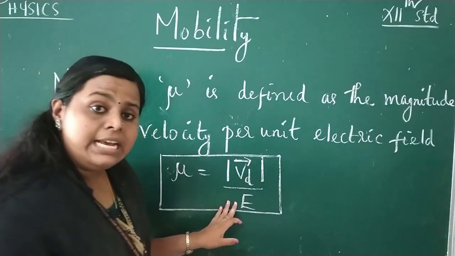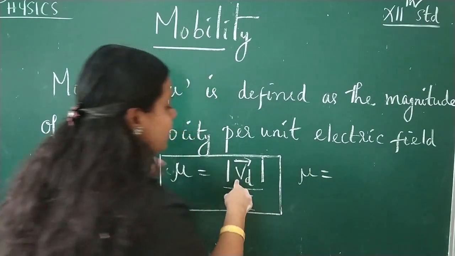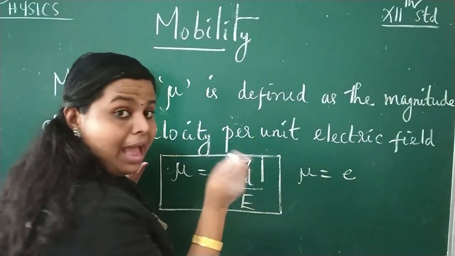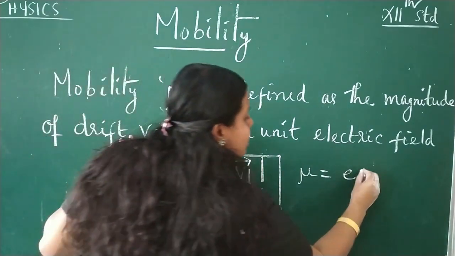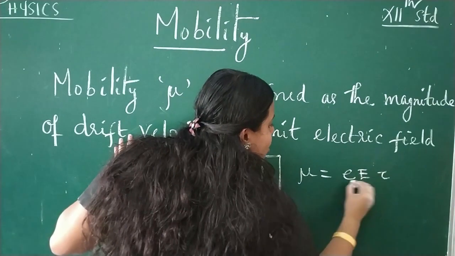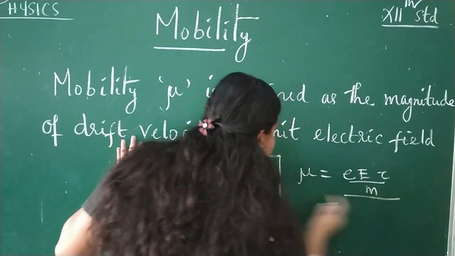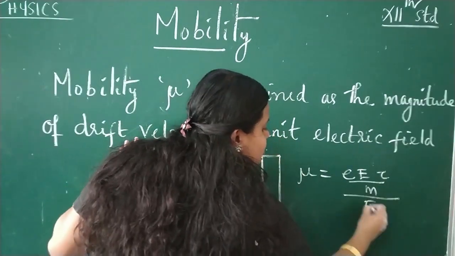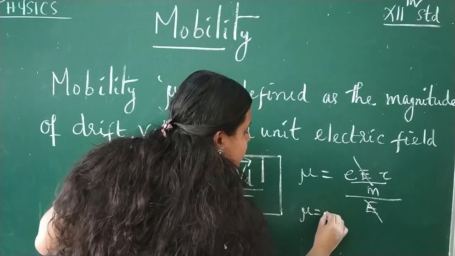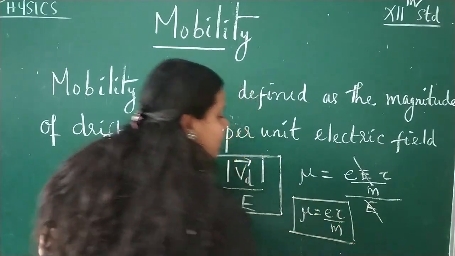Or we can write another expression for this mobility, that is, we have an expression for drift velocity. Recall the expression. Here we are considering the magnitude of drift velocity. So the magnitude of drift velocity is equal to E tau by m. That is the expression for Vd divided by the electric field. So the electric field gets cancelled. So mobility is equal to E tau by m. This is another expression for mobility.